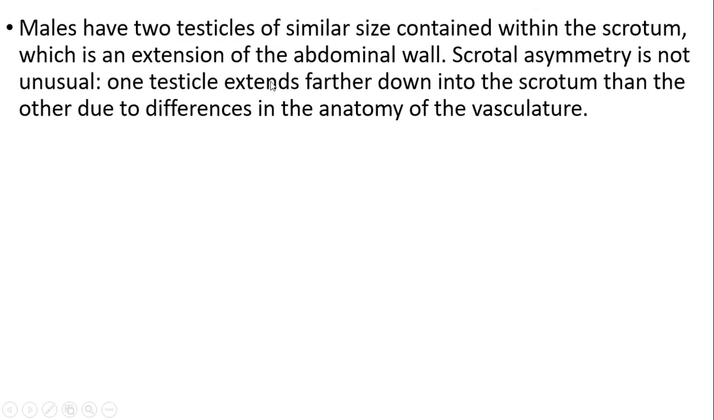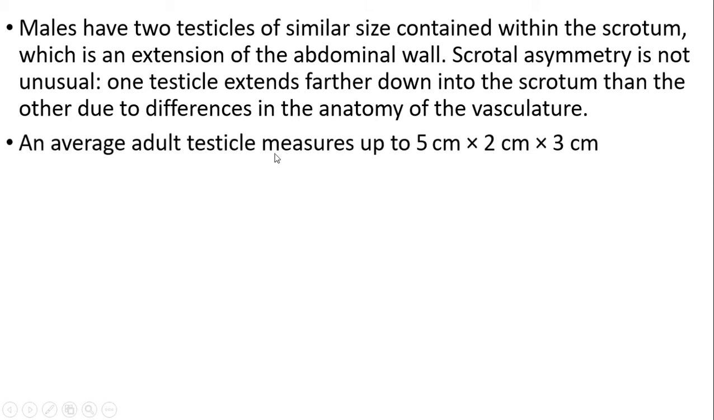Males have two testicles of similar size contained within the scrotum, which is an extension of the abdominal wall. Scrotal asymmetry is not unusual. One testicle extends farther down to the scrotum than the other due to difference in the anatomy of the vasculature. An average adult testicle measures up to 5 cm by 2 cm by 3 cm.